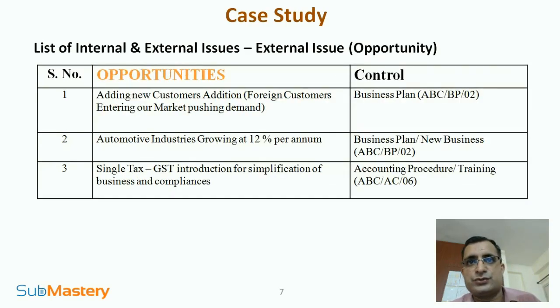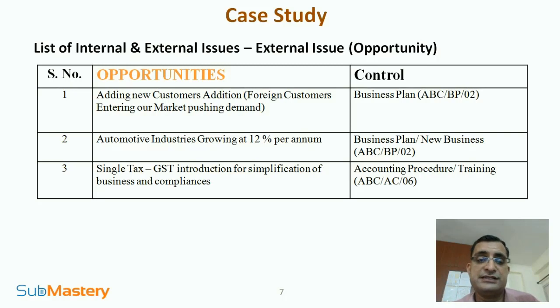So let's come to external issues. External issues can be identified through opportunities and threats. What are opportunities? Opportunities are something good which can be converted into a benefit. For example, in this case, for this company, their opportunity was, number one, adding new customers: foreign customers are entering their market, which is pushing demand.